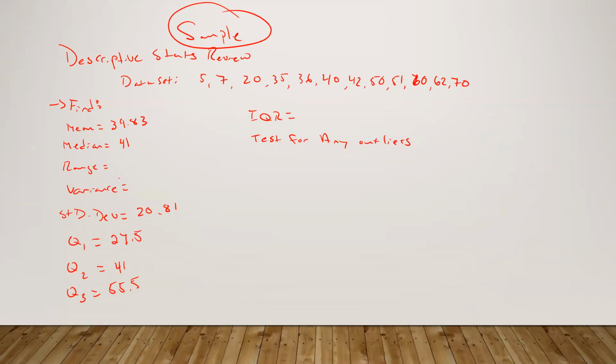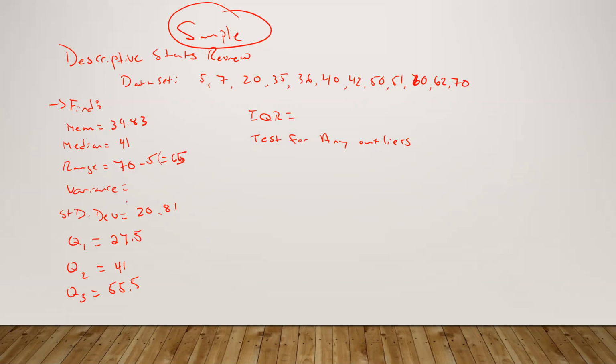Does anybody remember the formula for the range? Isn't it the highest number minus the lowest number? Yep, it's just 70 minus 5. The range of this data is 65.